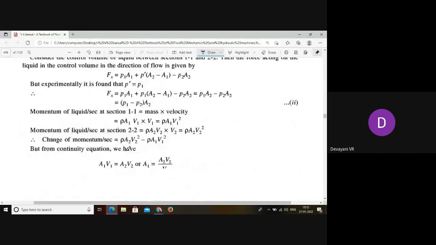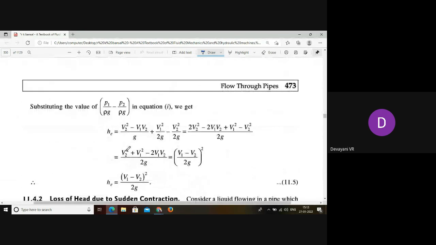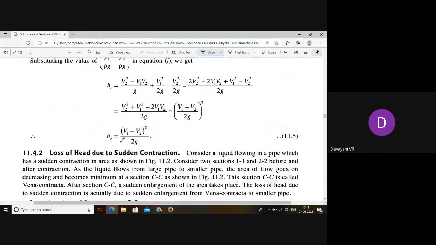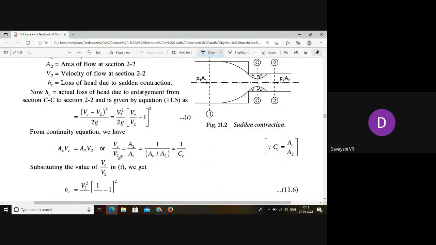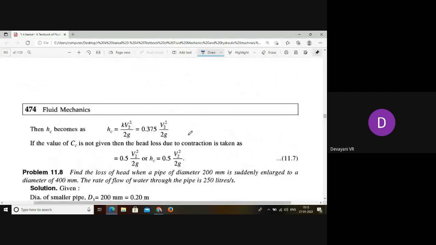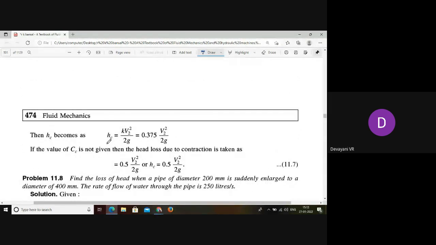For this one, the loss of head due to sudden enlargement is denoted with h suffix e, and the equation is (V1 minus V2) whole square by 2g. Here V1 is the velocity before enlargement and V2 is the velocity after enlargement. Then the next one, loss of head due to sudden contraction. To calculate it, the formula is hc is equal to 0.375 V2 square by 2g, where V2 is the velocity after contraction.